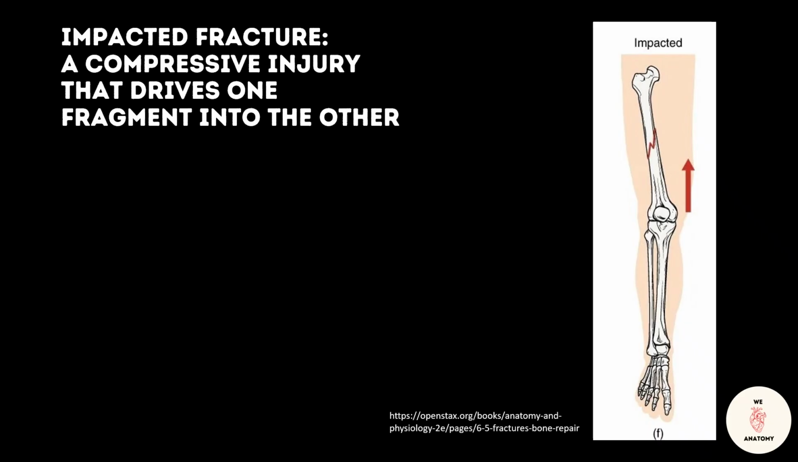An impacted fracture occurs when there is a compressive force to the bone. The bone breaks and then one fragment is driven into the other fragment. This would result in a slight shortening of the overall length of the bone.